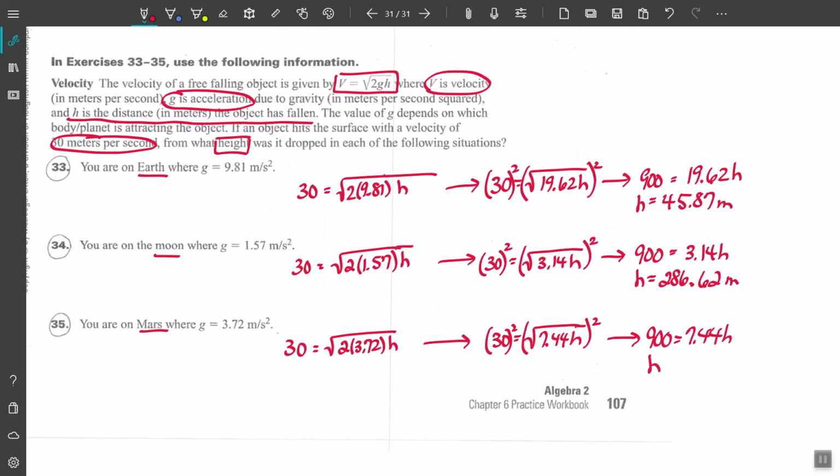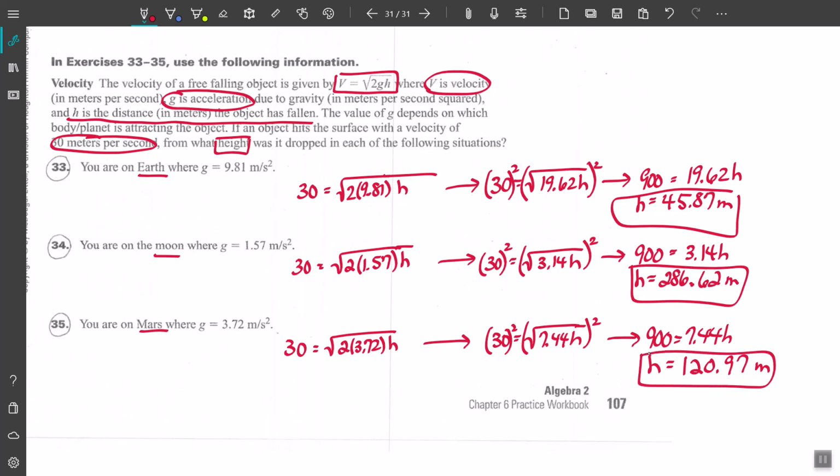And then on Mars, we should find a height that's in the middle of the two, and when we divide those out, that's exactly what we find: 120.97 meters if you were falling on Mars.